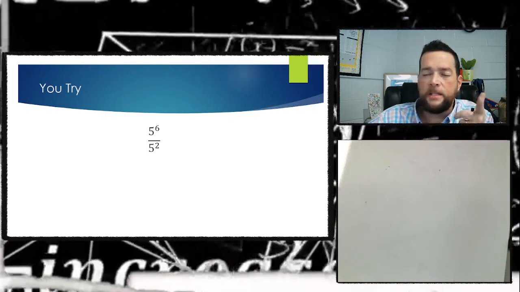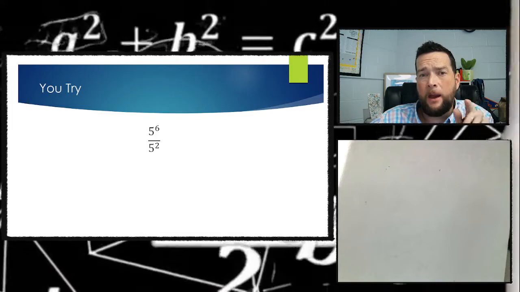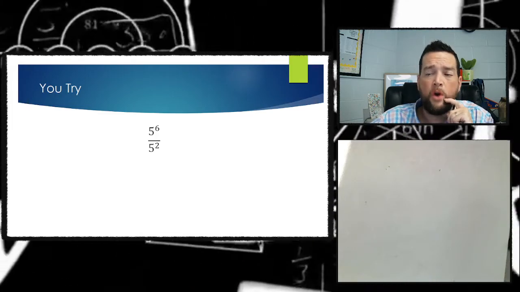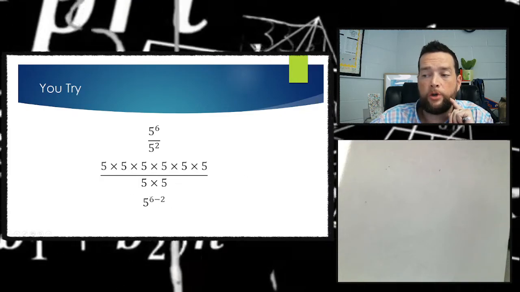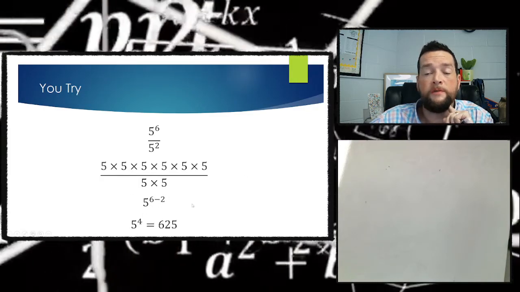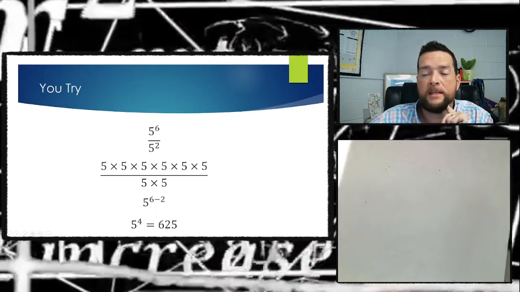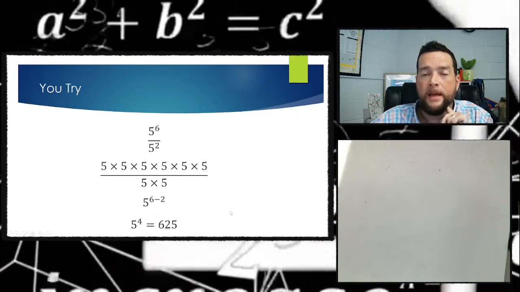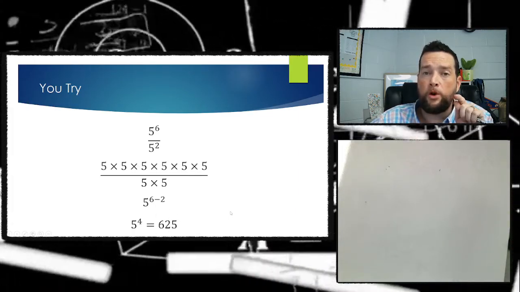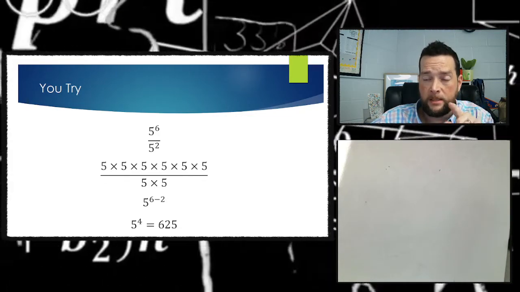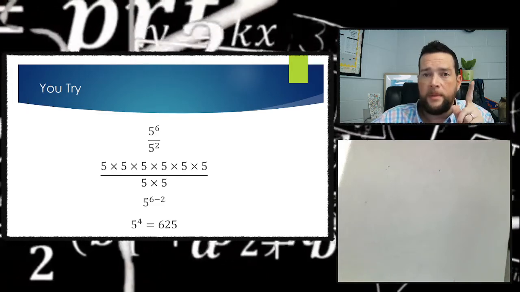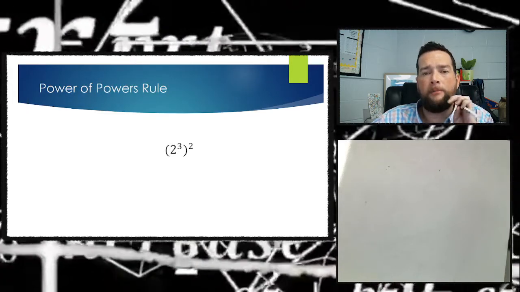All right, this is 5 to the power of 6 divided by 5 to the power of 2, which is 5 to the power of 6 minus 2, using the quotient of powers rule, which is 5 to the power of 4, and that's 625. So the quotient of powers rule says when you're dividing exponents with the same base, keep the base, subtract the exponents. The last one is the power of powers rule.